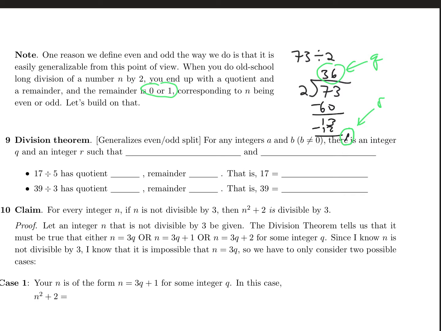If we think of it that way, then we can generalize this for any divisor. So we're going to generalize this to the division problem a divided by b. And let me back up and give myself my room here. So when I'm doing the division problem a divided by b, that's what I'm thinking about here.